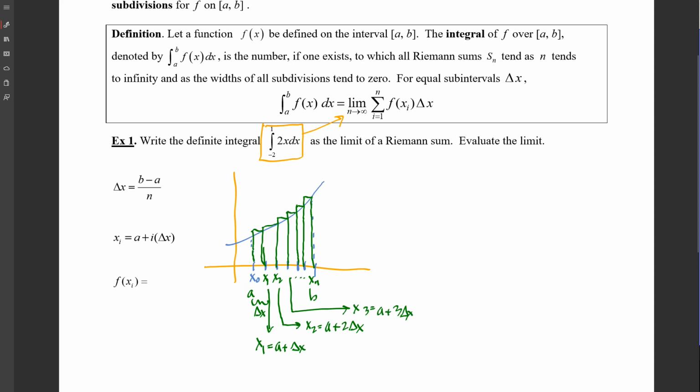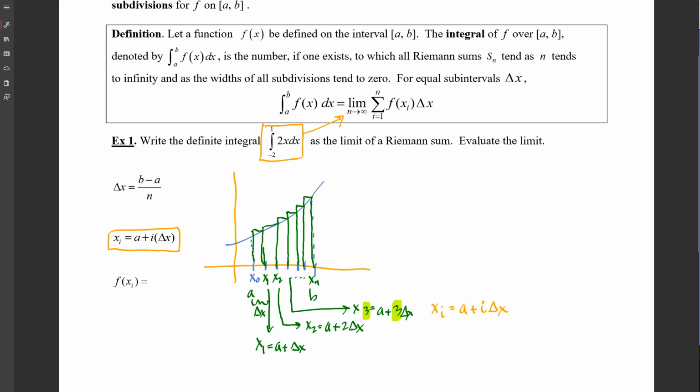So there's a pattern here. Whatever this number is here, that's going to be the same number here. So if we call this number I, x of I is going to be equal to a plus I times delta x. And that's where this formula comes from right here. So each of your x of i's is equal to your a value plus I times delta x.